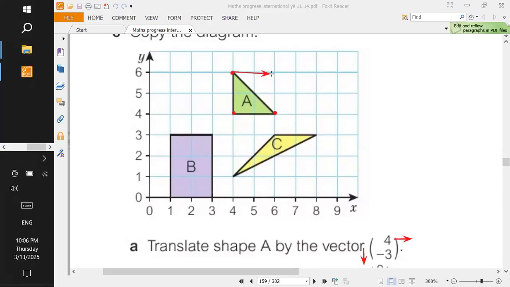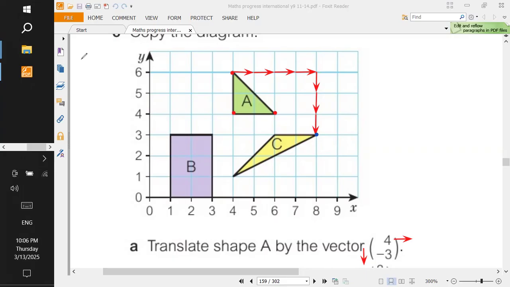4 to the right. 1, 2. Let's do it arrow by arrow. 1, 2, 3, 4. And then 3 down. 1, 2, 3. And this is the place of this point. So you just have to put the point again here. Focus on the steps of movements and focus on the movement of each point alone. This one is the horizontal movement. If it's positive, it's right. If it's negative, it's left. This one is the vertical movement. If it's positive, it's up. If it's negative, it's down.